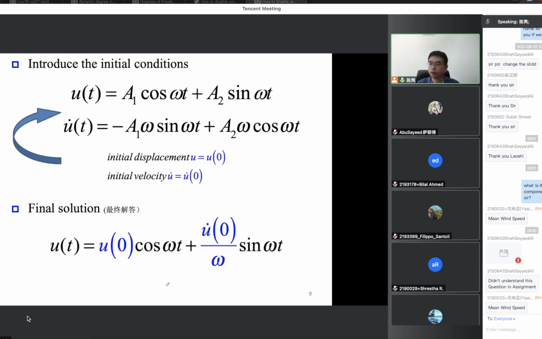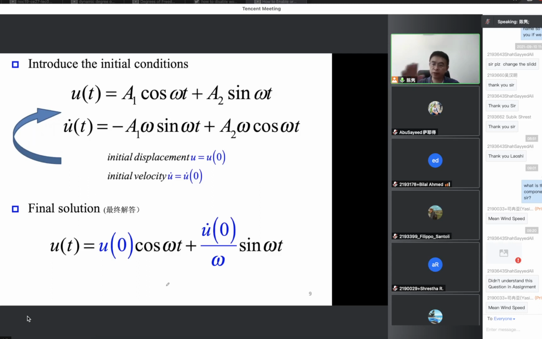So this is the final solution for the free vibration of an undamped SDF system. I'm afraid you have to remember this equation. Okay, you need to remember, or you need to know how we get the solution, like I just showed you how we get this.